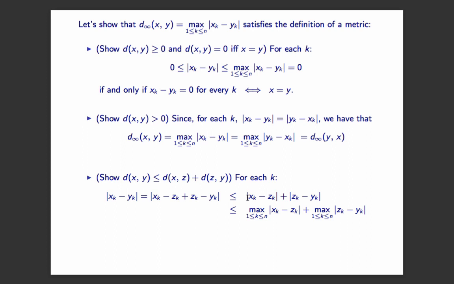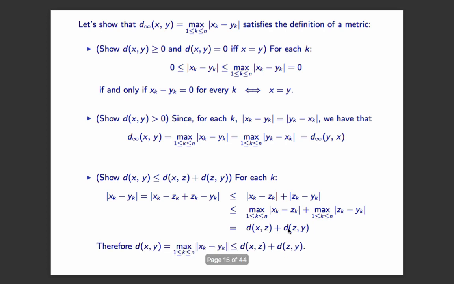And of course, for each k, the absolute value of xk minus zk is less than or equal to the biggest one. Same thing for the absolute value difference of zk and yk. And of course, that is the distance from x to z using this infinity norm. Similarly, this is the distance from z to y using the infinity metric. And since this inequality is true for every k, it's true for the maximal k, which is the distance from x to y. And that proves the triangle inequality.